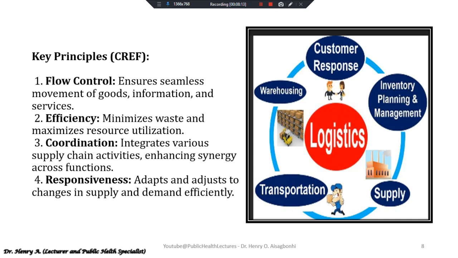Let's move to the fourth one, responsiveness. This means adapting quickly to change. During emergencies like epidemic or natural disaster, a responsive logistics system adjusts quickly to meet sudden demands. A good example is how supply chains were restructured during the COVID-19 pandemic to be able to meet oxygen and PPE needs. That is the personal protective equipment that were needed.